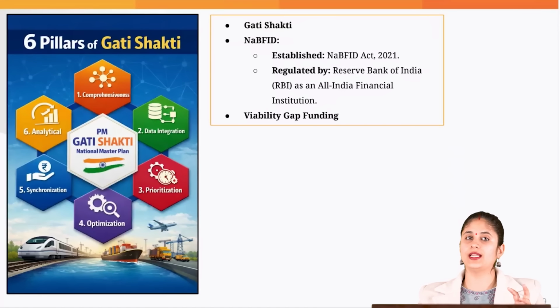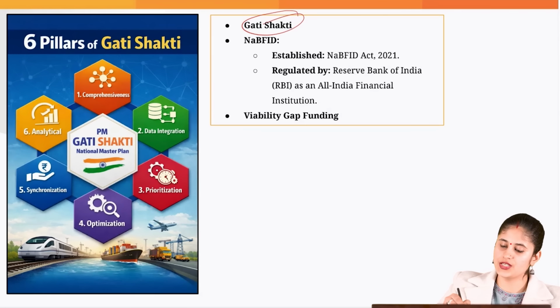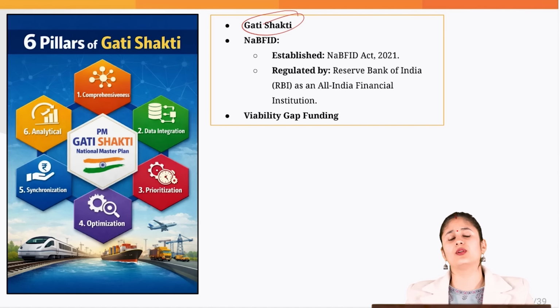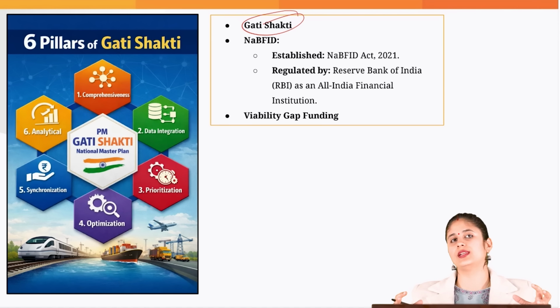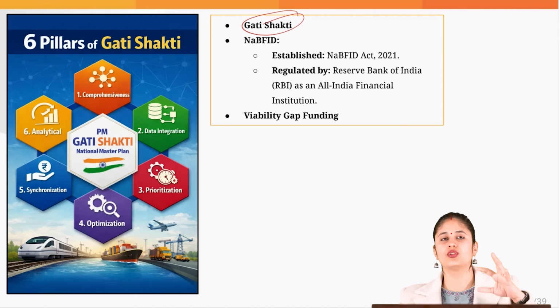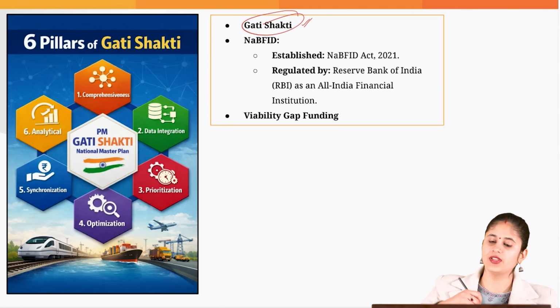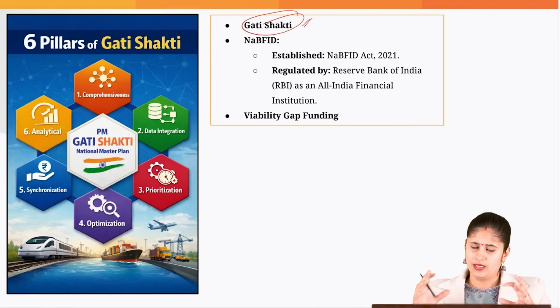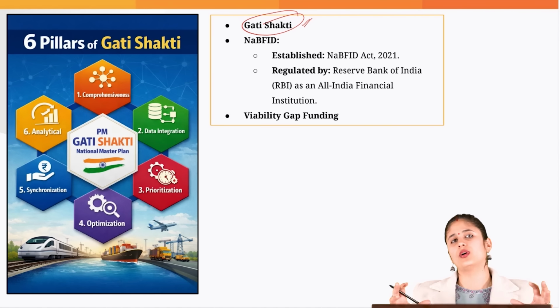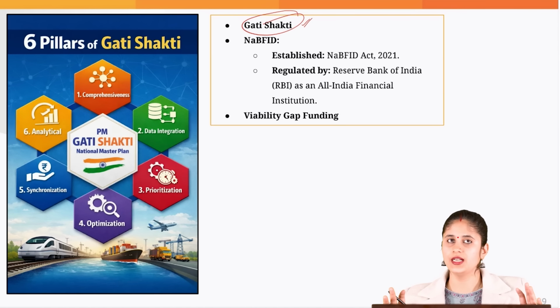Now, another important element that we have, that is your Gati Shakti. Now, I told you that one of the problems when it comes to infrastructure creation is delays and cost overruns. It is because of lack of coordination between different ministries. So, in order to solve this issue, the government came up with Gati Shakti. The main purpose is basically to improve the coordination between different government ministries and departments.